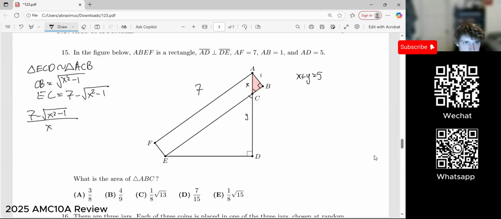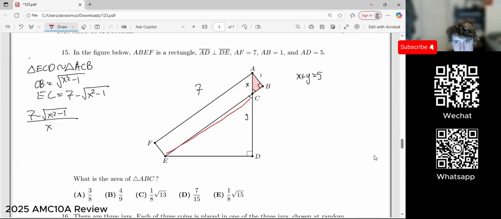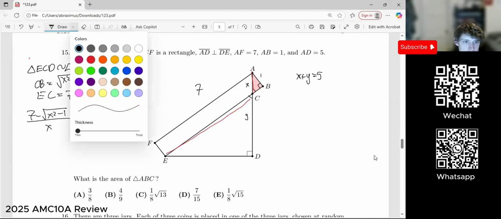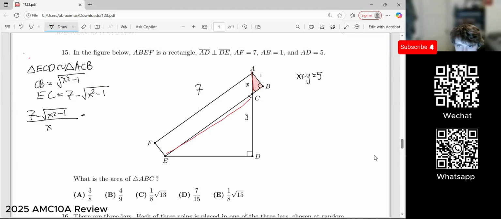So big hypotenuse over little hypotenuse is equal to hypotenuse over side. So that's x. 5 minus x. Oh, this one is equal to small leg over small leg. So 5x over the square root of x squared minus 1. Now this thing sucks. It's really ugly to look at. Let's try to rearrange it.